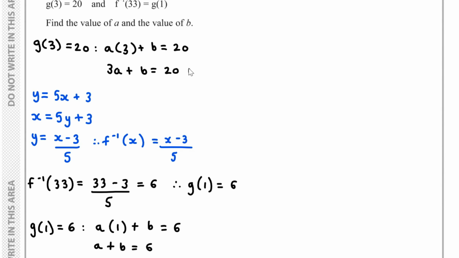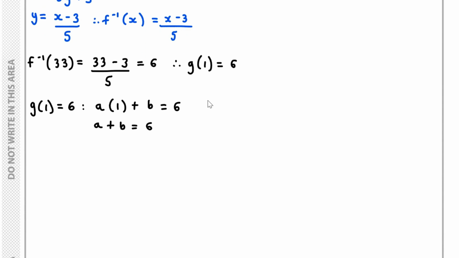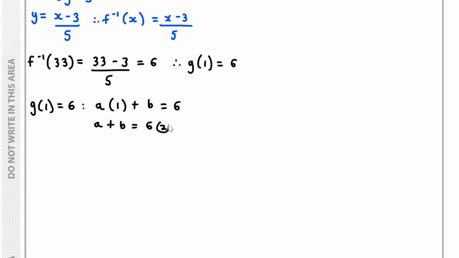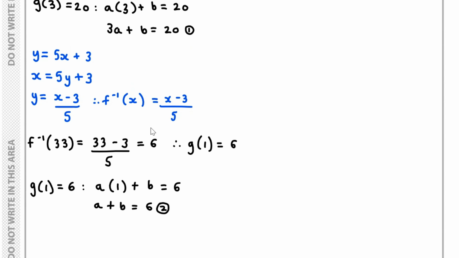So if I call this equation 1, and if I call this equation 2, we will be solving equation 1 and 2 simultaneously. And because the number of b's are the same, we can subtract the equations. So if we do equation 1, take away equation 2, 3a take away a, that's 2a, b take away b, that's 0, 20 take away 6, that's 14, so 2a is equal to 14, a is therefore equal to 7.